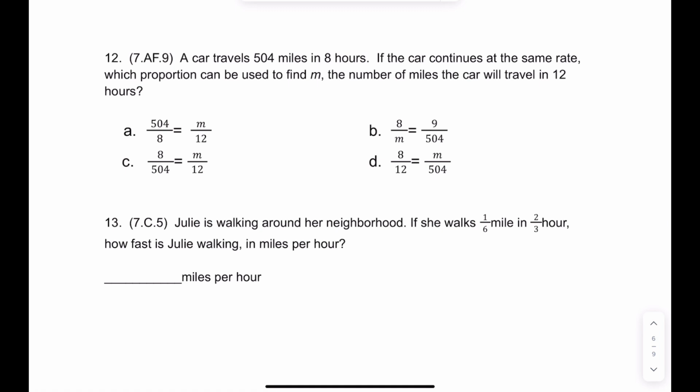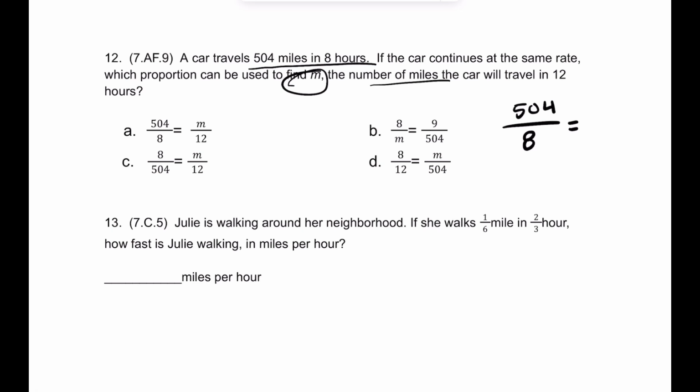Okay. All right, so number 12 just wants you to set up that ratio or the proportions for you guys, okay? They do give you the first ratio, which is 504 miles in 8 hours. So I have 504 over 8 miles equals, now the next part says, if the car continues at the same rate, which proportion can be used to find M, which is the number of miles the car will travel in 12 hours.